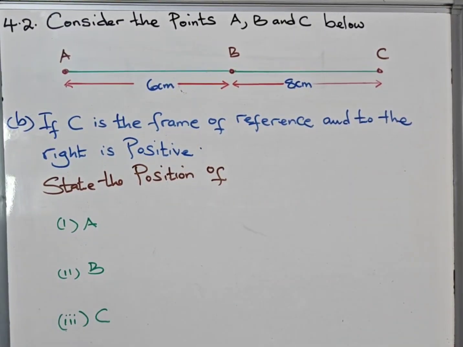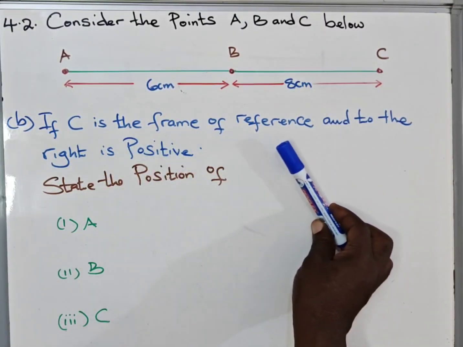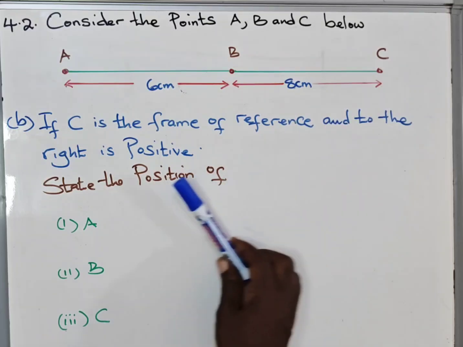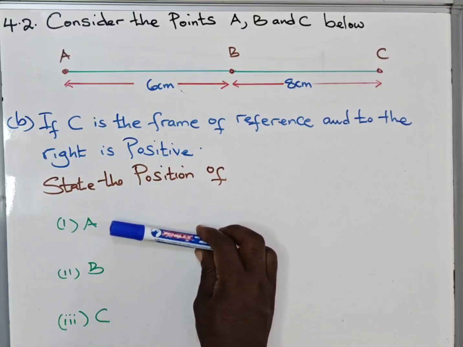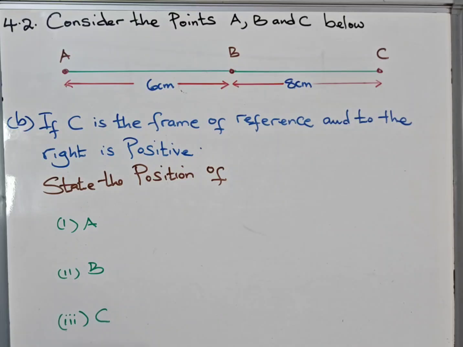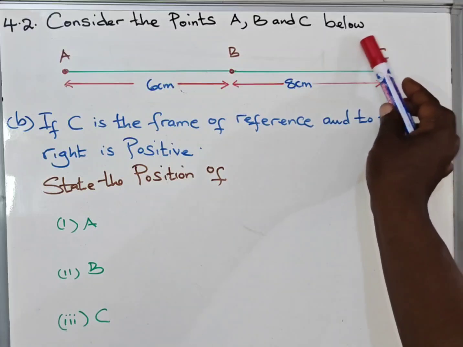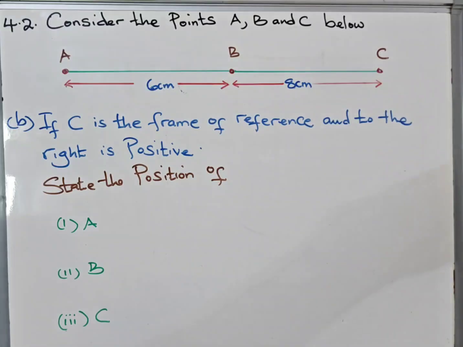Then we come to this question. It says that if C is the frame of reference and to the right is positive, state the position of A, B, and C. So in this case, we are taking C to be our frame of reference, our point 0. And we say to the right is positive and to the left is negative. So what is the position of C?